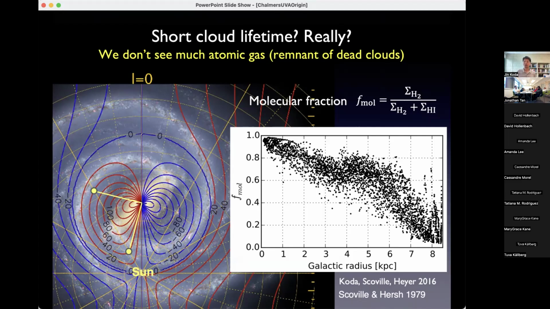And atomic hydrogen, we can, of course, observe using 21 centimeter emission, and we don't find much. So most of the gas is in the atomic phase in the Milky Way and other substantial spiral galaxies like the Milky Way. And because of that, the gas needs to stay molecular, and the lifetime of molecular clouds and molecular gas should be long. And that's an argument from the long lifetime camp.